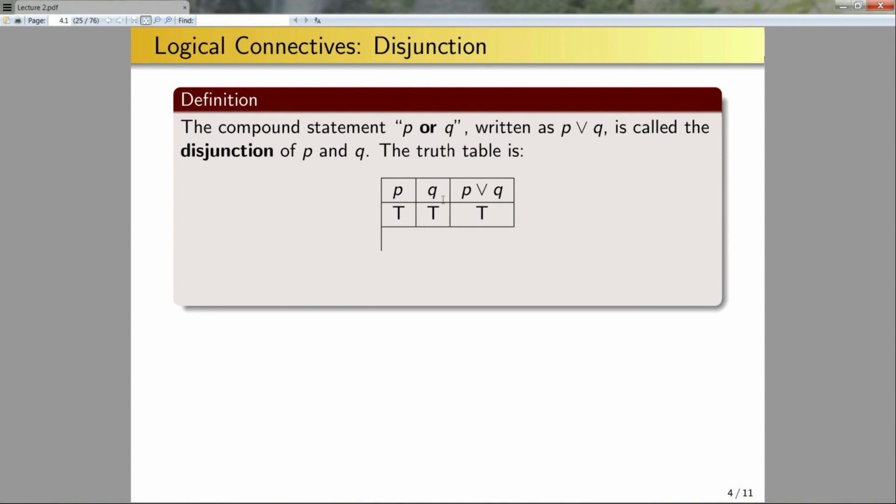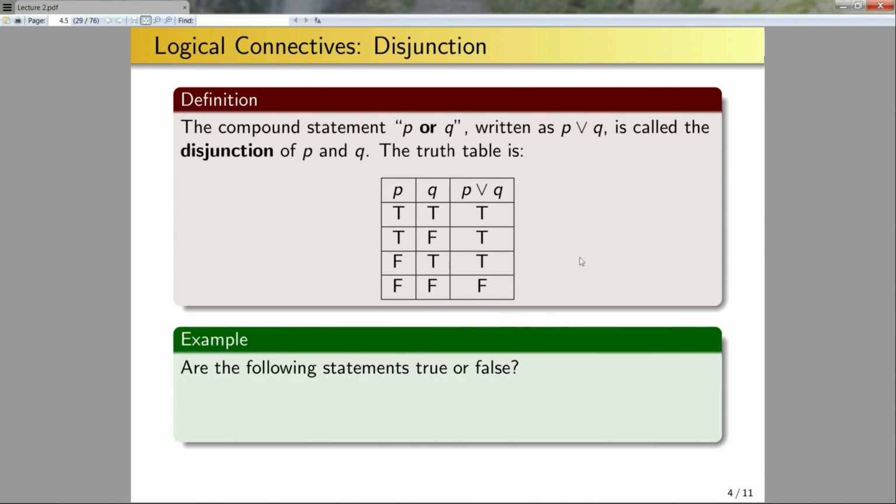And if P is true and Q is true, then P or Q would be true. In fact, if one of P or Q is true, this would be true. So in this line and the next line, we get true. But in this last line of the table, P is false and Q is false. And if both of the component statements are false, P or Q would then be false.